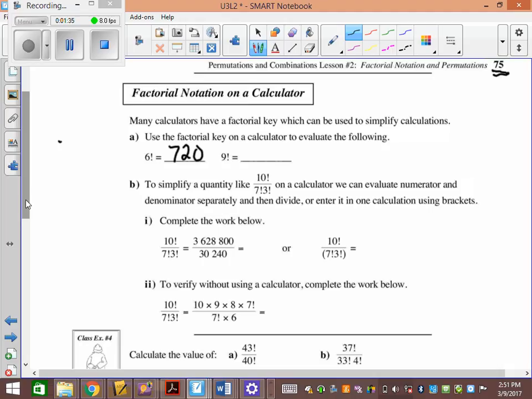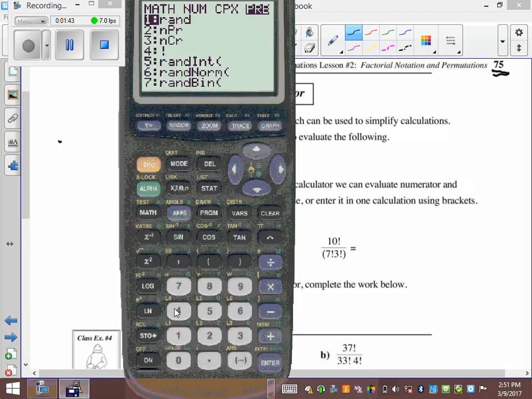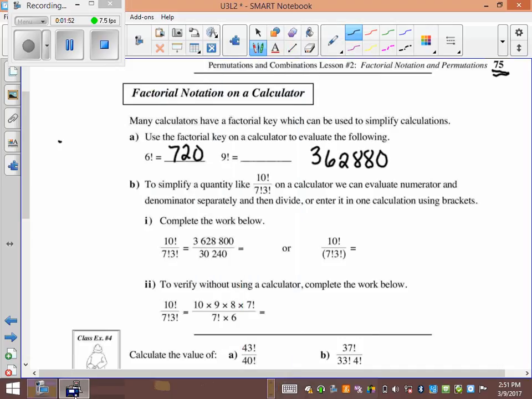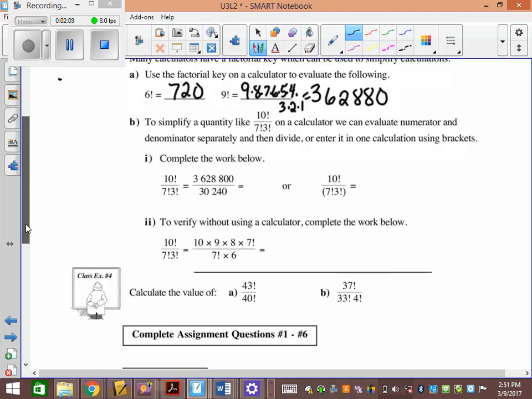Do 9 factorial in your calculator. And 9 factorial is just 9 times 8 times 7 times 6 times 5 times 4 times 3 times 2 times 1 and equals that. Okay? So it's just showing that symbol that you can use if you're counting from that number all the way down to 1, going down by 1.